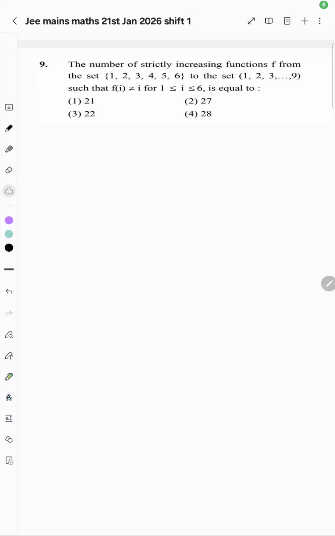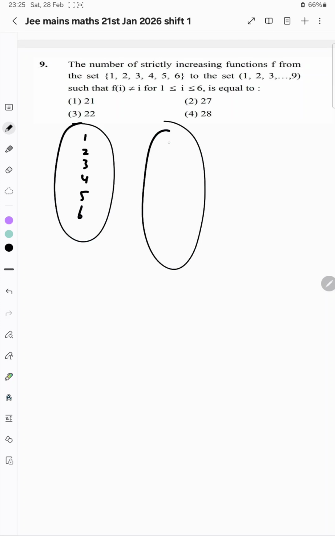Number of strictly increasing functions f from the set {1 to 6} to the set {1 to 9}. Okay, right. So here you can observe the domain set is 1, 2, 3, 4, 5, 6. And the codomain set, if you observe, is 1, 2, 3, 4, 5, 6, 7, 8, 9.